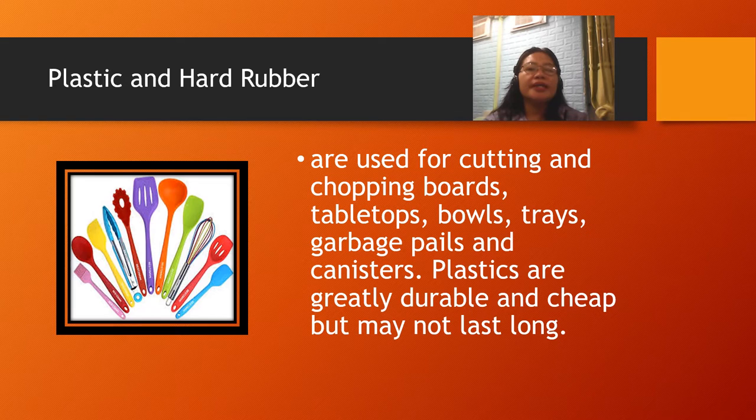The next one is the plastic and hard rubber. This one here in the picture is used for cutting and chopping boards, table tops, bowls, trays, garbage pails, and canisters. Plastics are generally durable and cheap but may not last long.